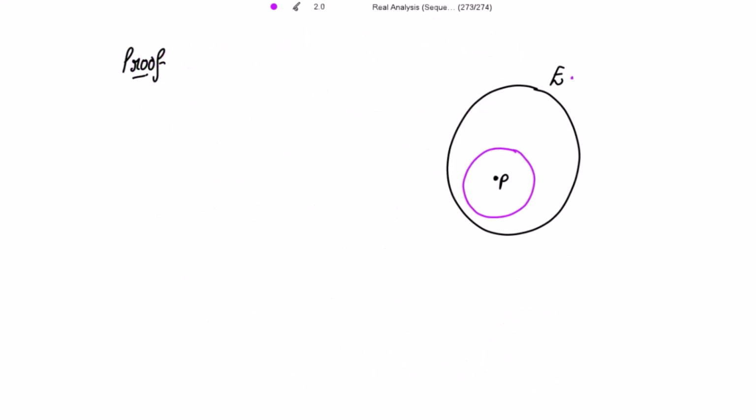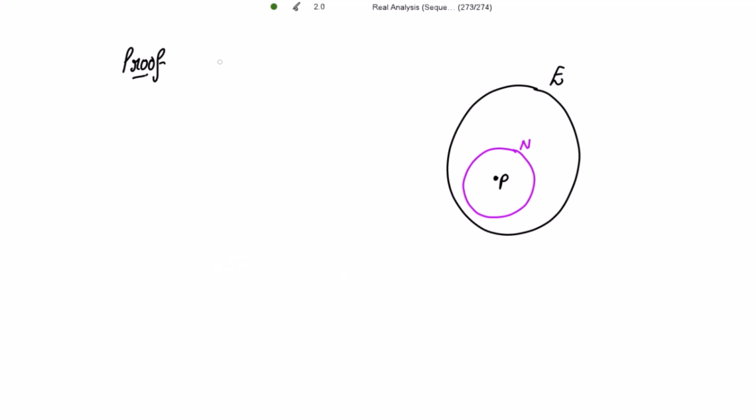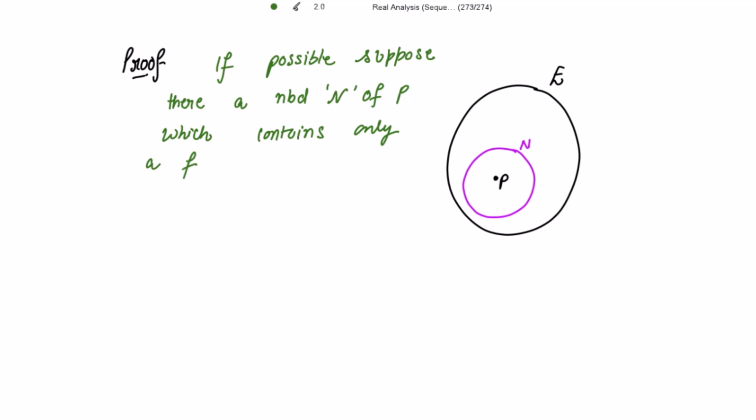Suppose this is your set E and P is a limit point of E, and this is the neighborhood of P. Now we need to show that the neighborhood of P contains infinitely many points of E. So if possible, suppose that this neighborhood of P contains finitely many points. Suppose there is a neighborhood N of P, where NBD means neighborhood, which contains only a finite number of points of E. Let's say these green color points are finite in number. Those are the points of E. So the neighborhood of P contains finitely many points of E.